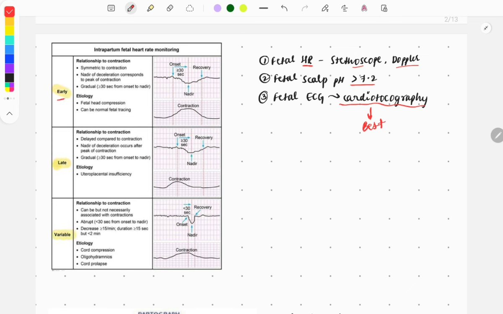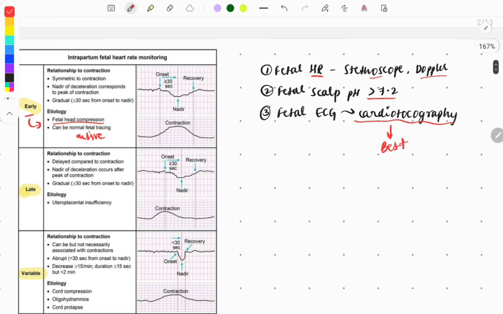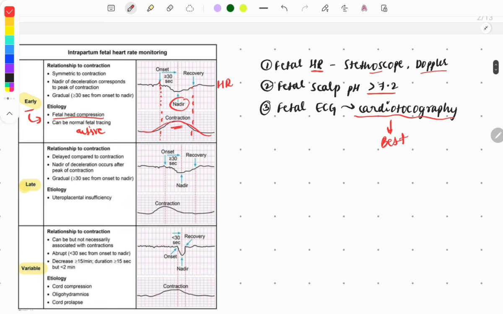So this early deceleration, so the etiology is given here, that it is associated with the fetal head compression, and in the active labor it can be normal. Okay, so what happens in this early deceleration is that you can see here, so this is the contraction, the peak is called as the nadir, and this one is the fetal heart rate. So the fetal heart rate, as you can see here, that the onset is before the onset of the contraction, and recovery is also before the contraction completes. So in corresponding to the contraction, the heart rate will be early, so it is called as the early deceleration.